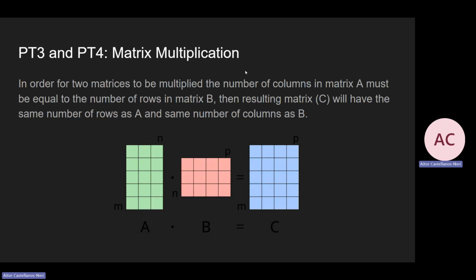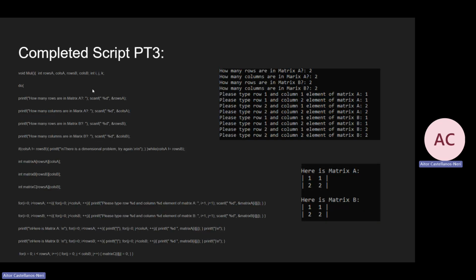Multiplication next. Once again, just so math, the columns of matrix A must equal the rows of matrix B. Here's our completed script. I already went over most of this in the last part. Once again, rows and columns. Here we have the condition that's specifically for multiplication: if the columns are not equal to the rows, please try again. There's a dimensional problem.